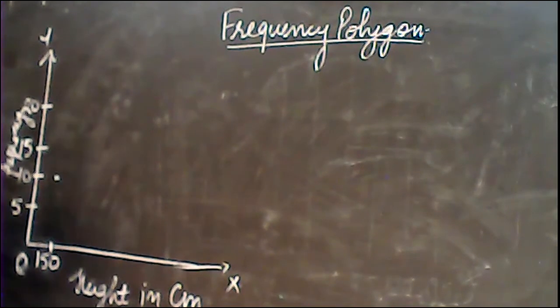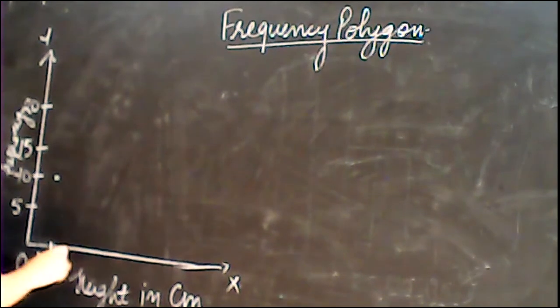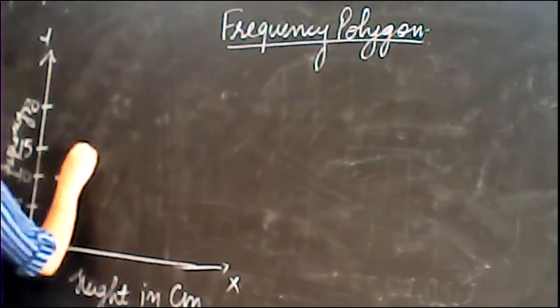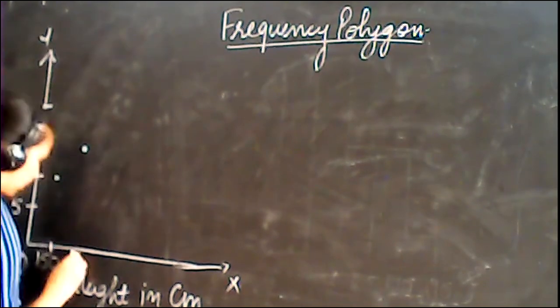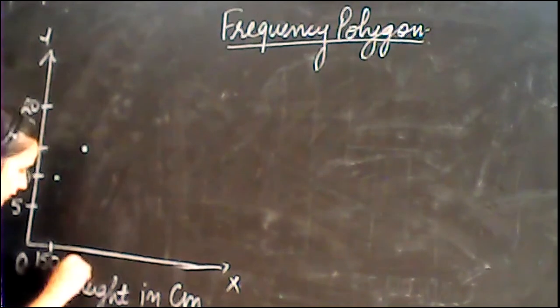The next one is 154 to 158. We have frequency 15. So the next frequency we are having is 15. We are writing here below it 154.